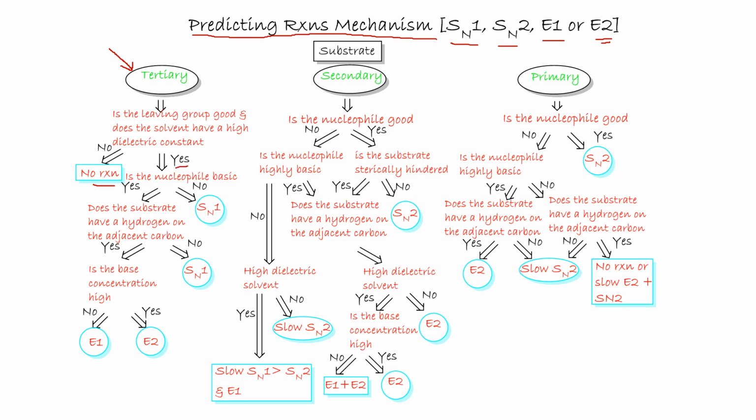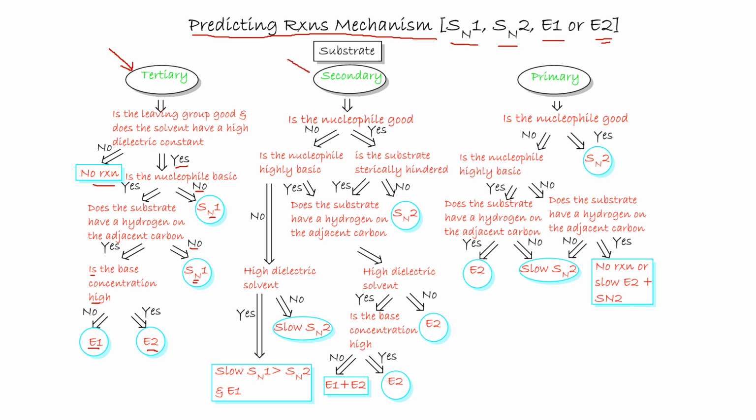If yes, is the nucleophile basic? If it's no, then it's SN1 mechanism. Does the substrate have a hydrogen on the adjacent carbon? If no, it's confirming that it's SN1 mechanism. If yes, there is a possibility of another mechanism. Is the base concentration high? No, it is E1. Yes, it is E2.